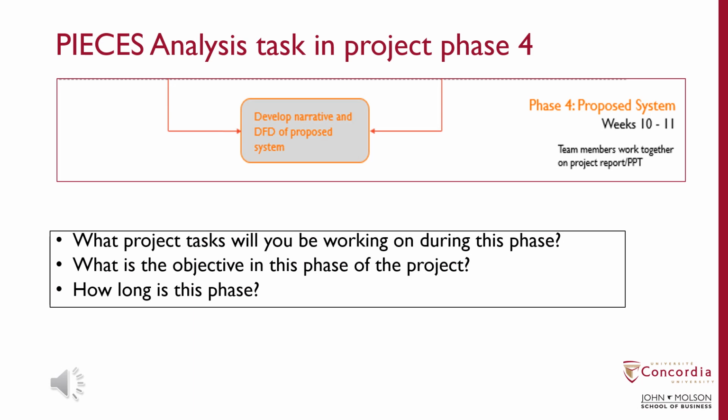Looking at the project's phase 4 graphic, there seems to be one task with two parts, but neither can be accomplished before pieces analysis is completed. So there are actually three tasks. One, developing the solutions for the problems you identified. Two, developing the DFD of the proposed system. And three, developing the narrative of the proposed system, but just the parts about the changes you make.